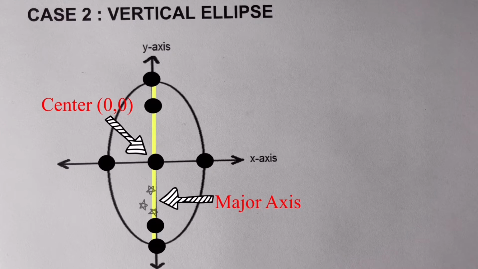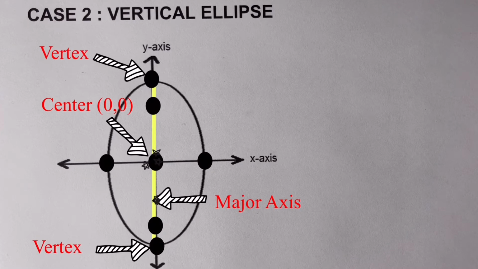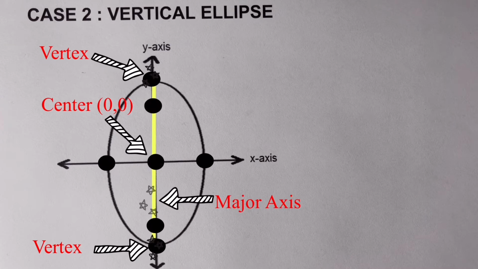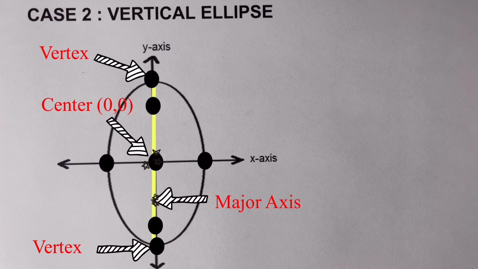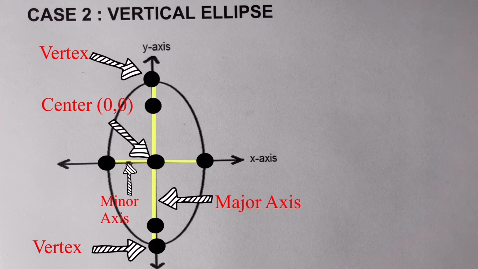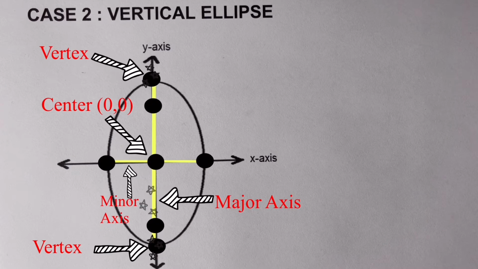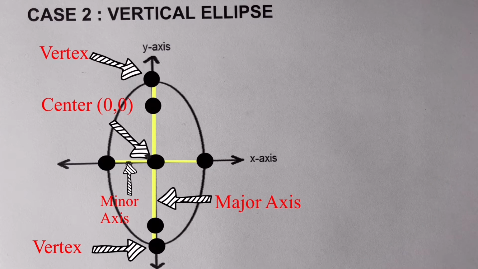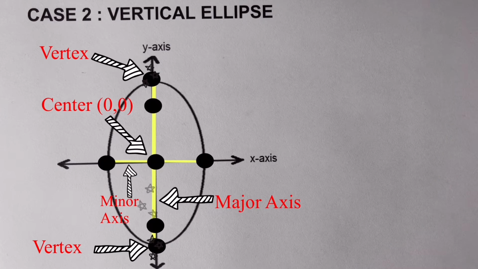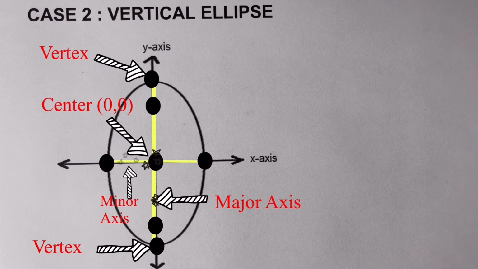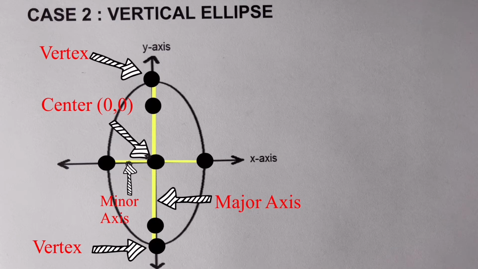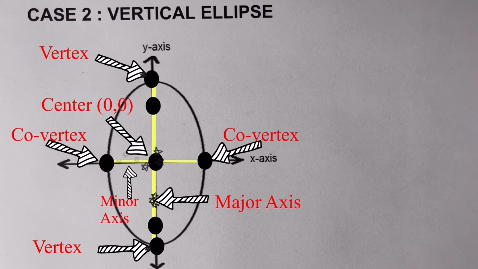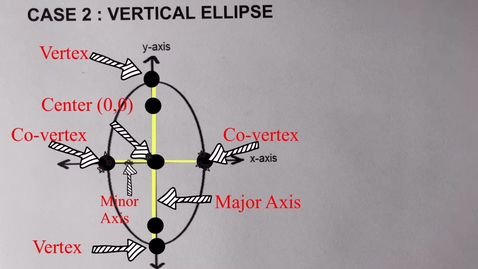We also have the parts which we call the vertex. There are two of them. We call them the two vertices. These are the two endpoints of the major axis. We also have a minor axis, the shorter diameter of an ellipse that passes through the center and connects the two co-vertices. Along this minor axis, we have the co-vertices, or co-vertex if singular. These are the endpoints of the minor axis.